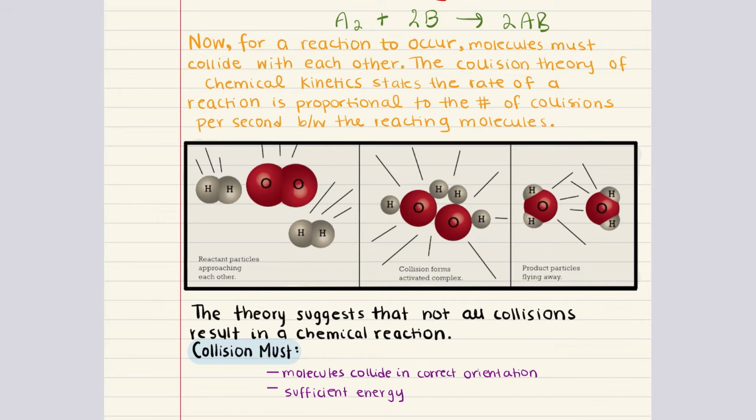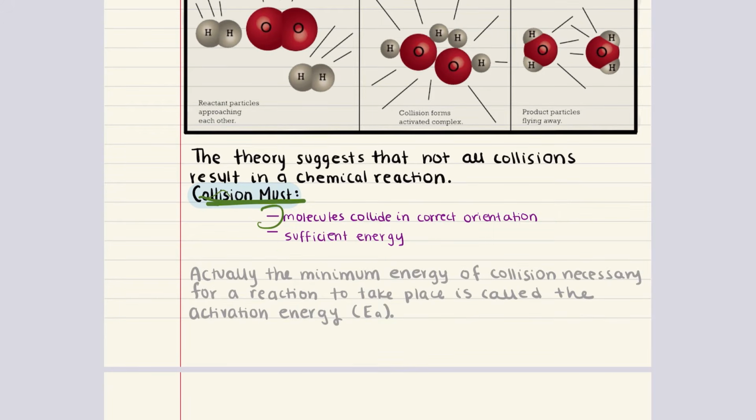An effective collision, one that leads to the formation of products, has to satisfy 2 conditions. What are they? The first condition is correct orientation. The molecules must collide in a specific orientation that allows the proper atoms to interact and form new bonds. The second condition is sufficient energy. The colliding molecules must have enough kinetic energy to overcome the activation energy barrier, which is the minimum energy required for a reaction to occur.